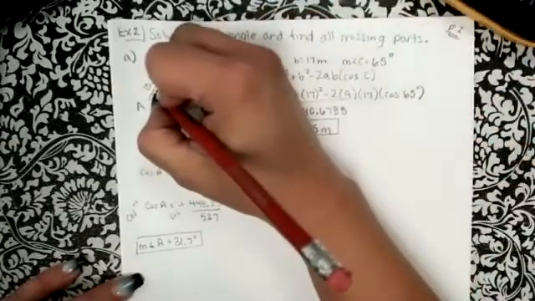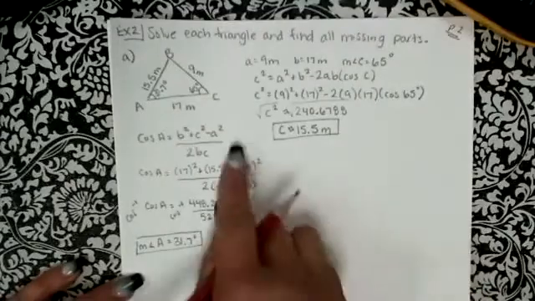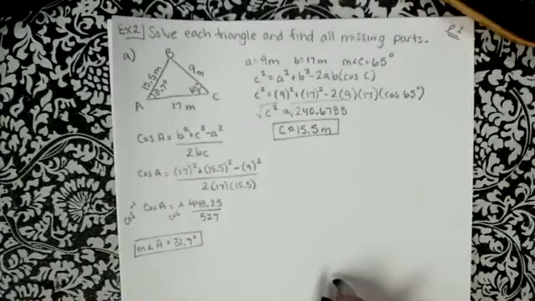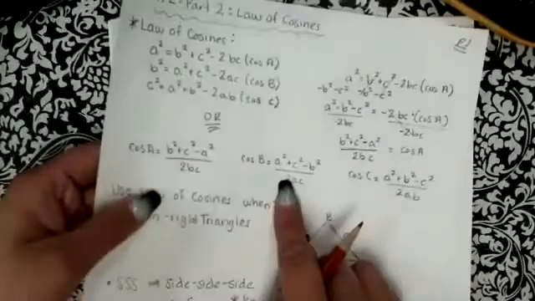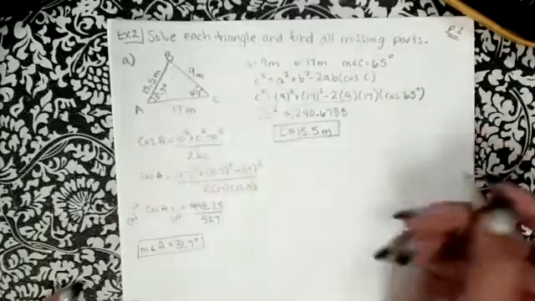So A is 31.7 degrees. Now the only measurement that I'm missing now is B. And once again, you can use the formula to find B. However, if you don't want to use this formula to find B, we know that all the angles inside a triangle add up to equal 180.